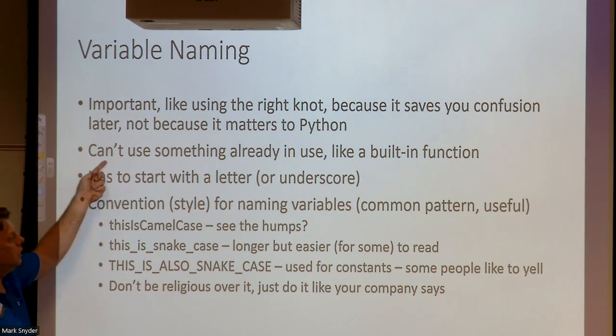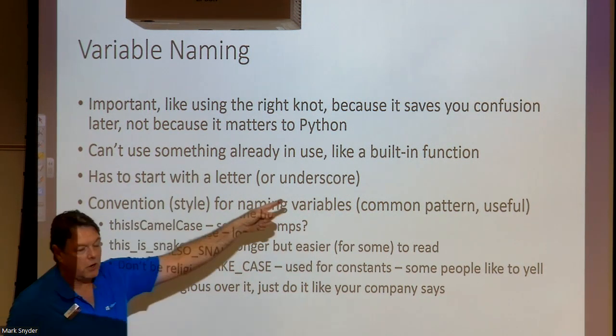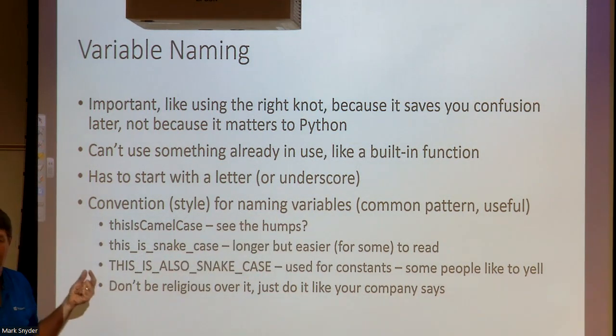You can't use a built-in function name. So I can't have a variable named sine or cosine, right? Cos, because those are built-in function names. I can't have a variable named str or int, right? Those are already reserved, so you can't use those for variables.